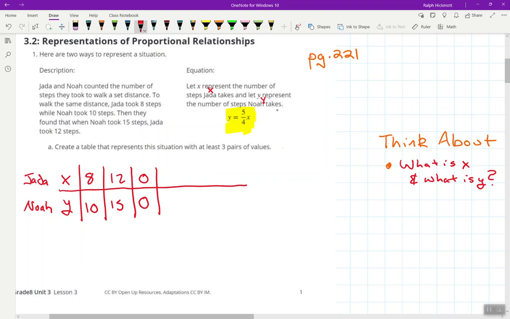We have typically used this format, y over x equals 5 over 4. And if you look carefully, all we've really done is taken the x and moved it to the other side. Algebraically, that is possible. So this is our new equation format. We're simplifying it just a little bit more. This is called a proportional relationship equation, in the format y equals kx.